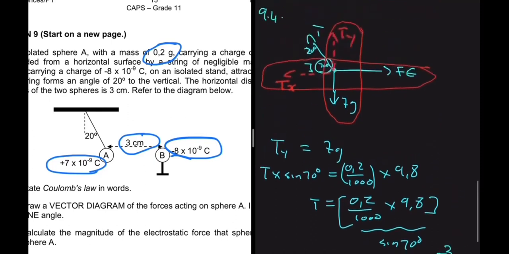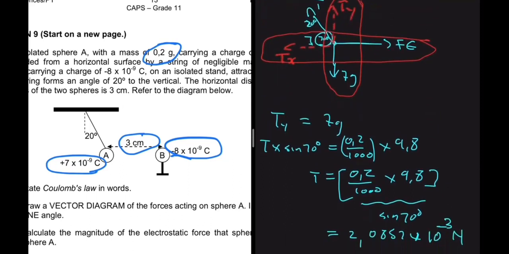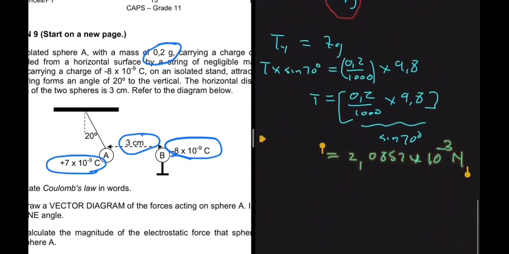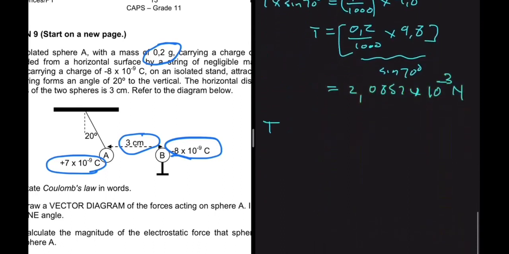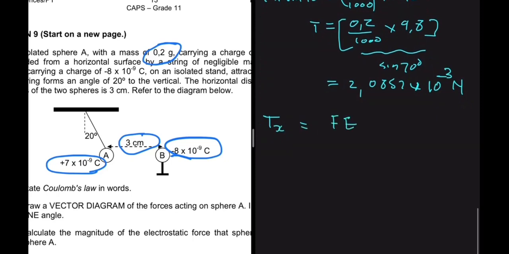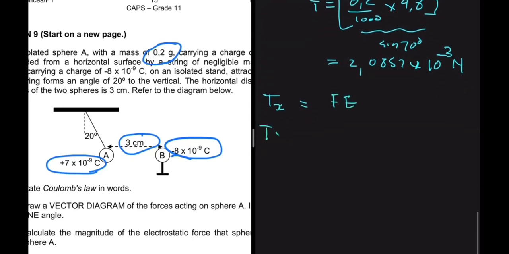So we've used the first way to calculate it. Let's use the other. The other way, we're saying that the x component of the tension will be equal to the electrostatic force. So now we're going to have the tension multiplied by, if you want to find the x component, you take cos of the angle.